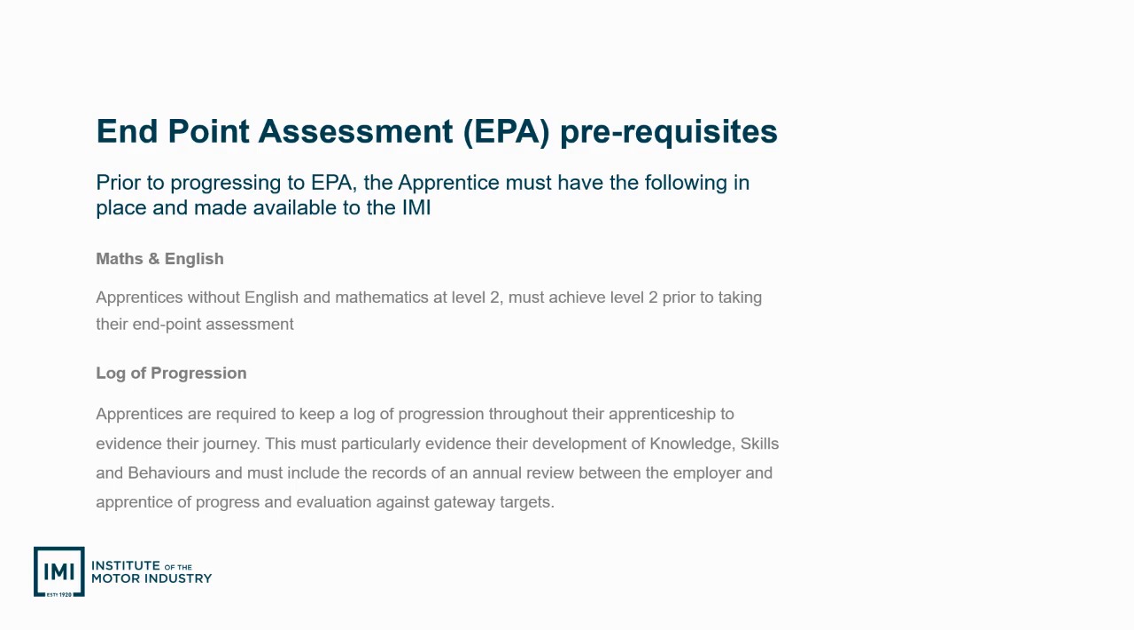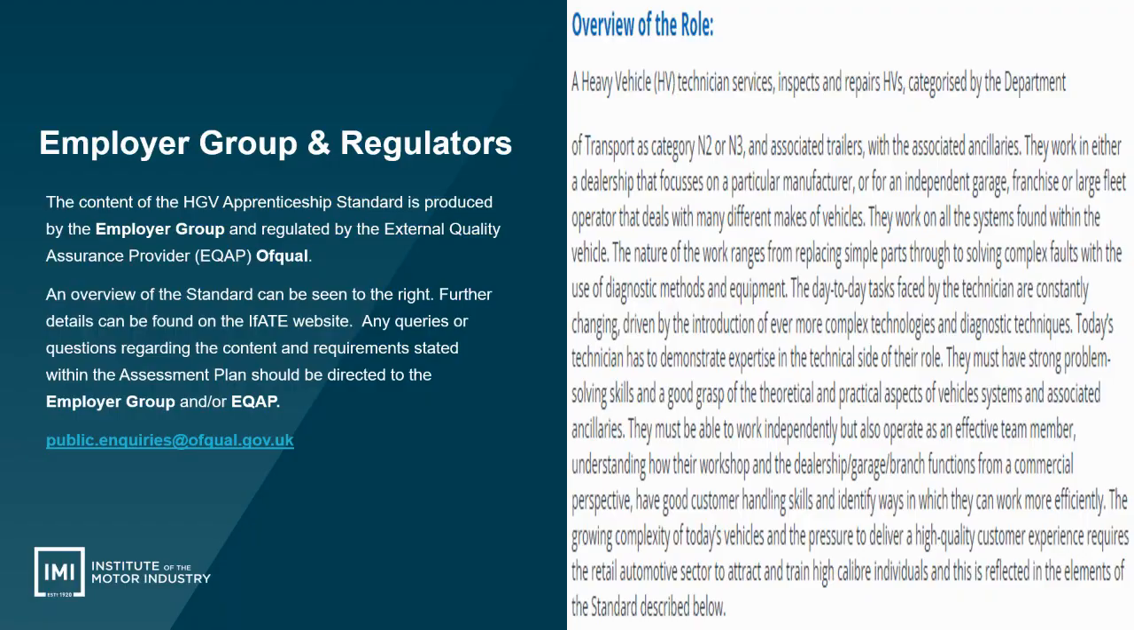Prior to the apprentice progressing to their endpoint assessment, each apprentice must have completed the requirements listed in this slide. They must have completed a logbook throughout the duration of their apprenticeship. Each apprentice must achieve and be certificated for maths and English. All of these prerequisites must be submitted to the IMI prior to the apprentice progressing to their endpoint assessment.